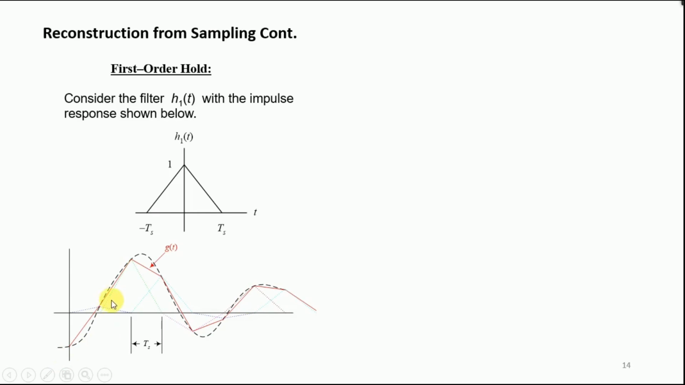The dotted one is the original signal, whereas the g of t is the recovered one. So we're going to lose some information over here. We are not going to get exactly the original information.